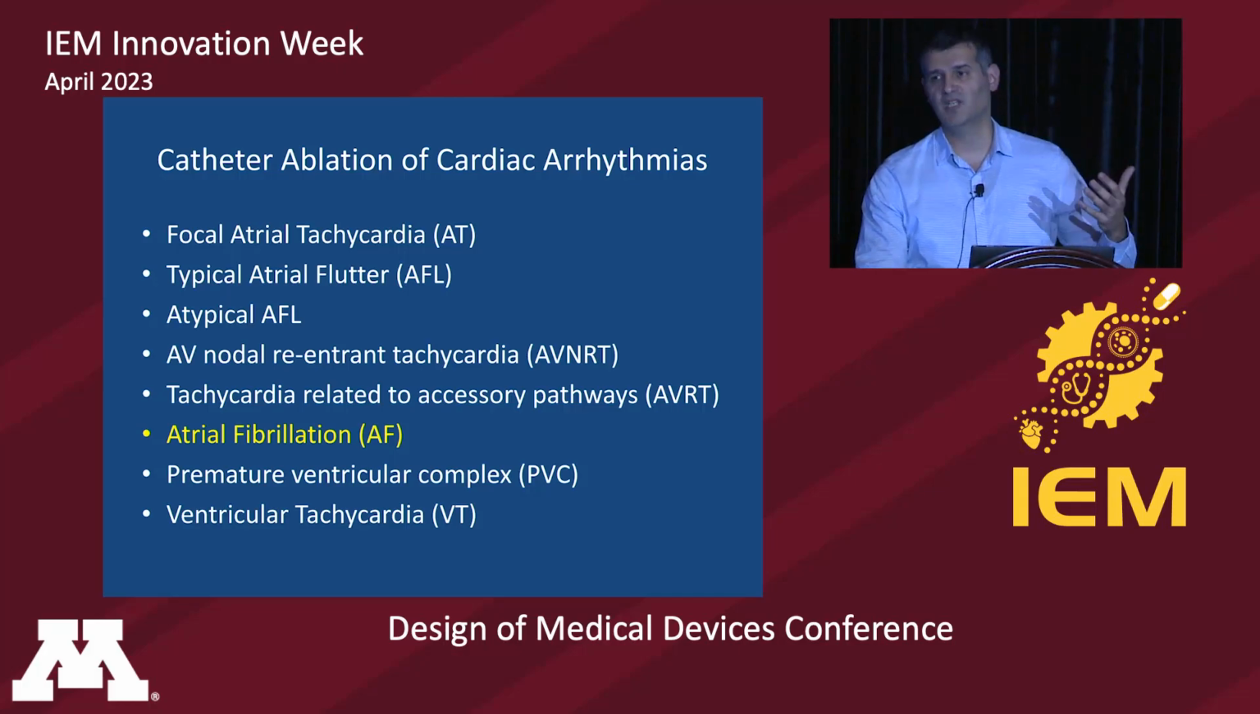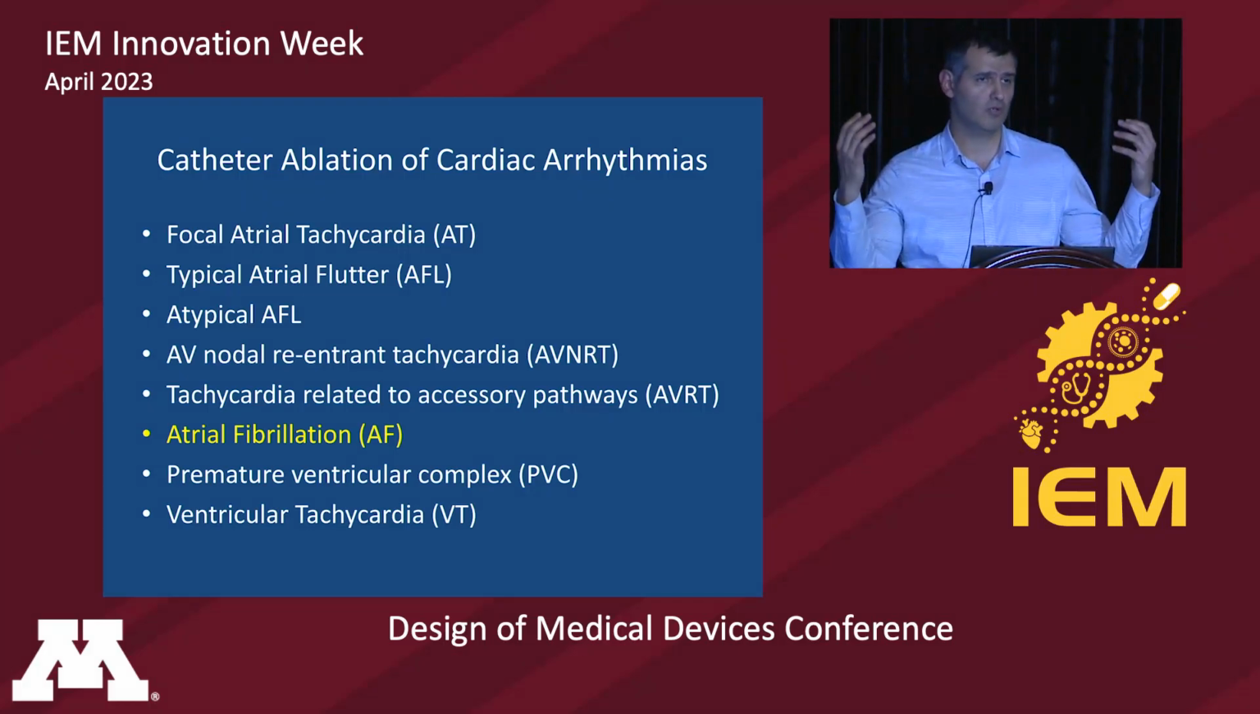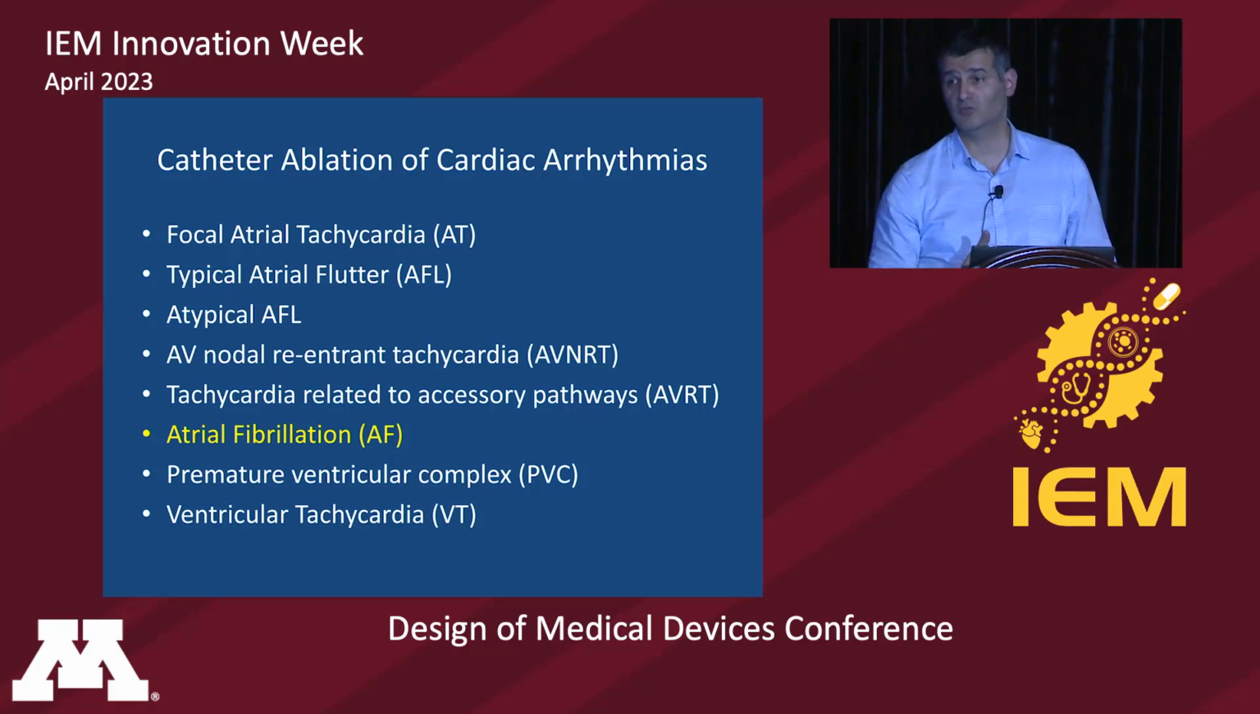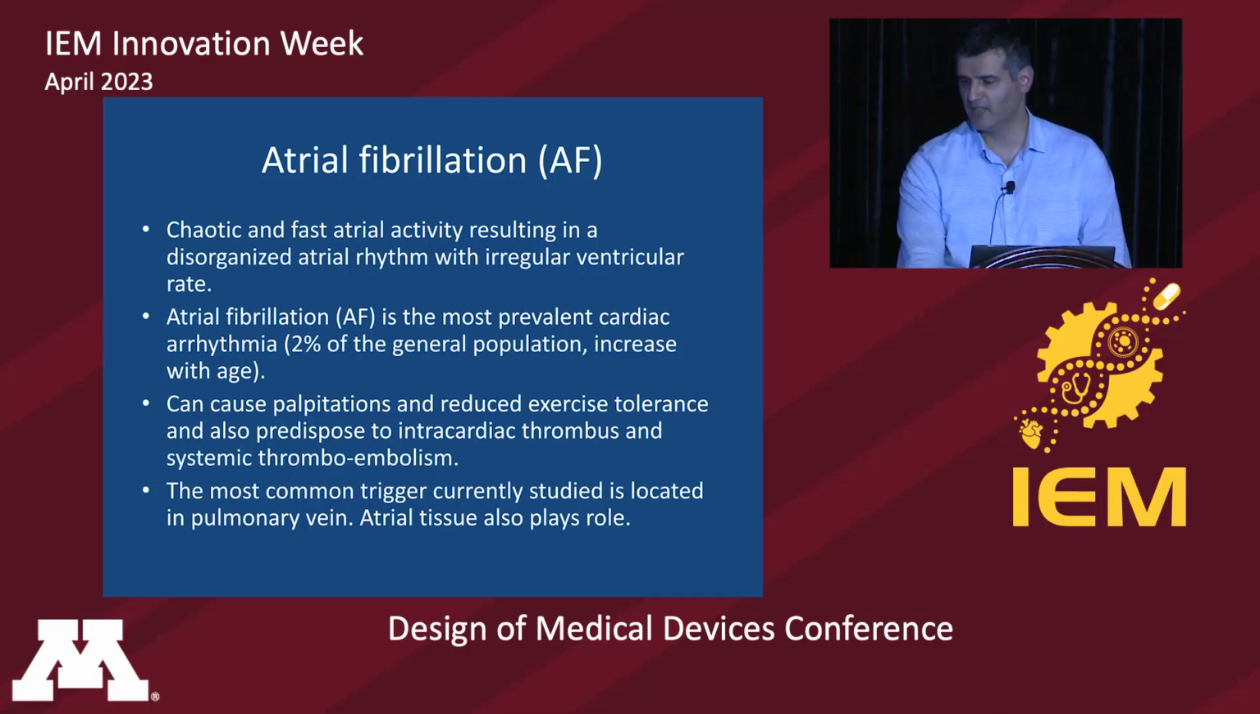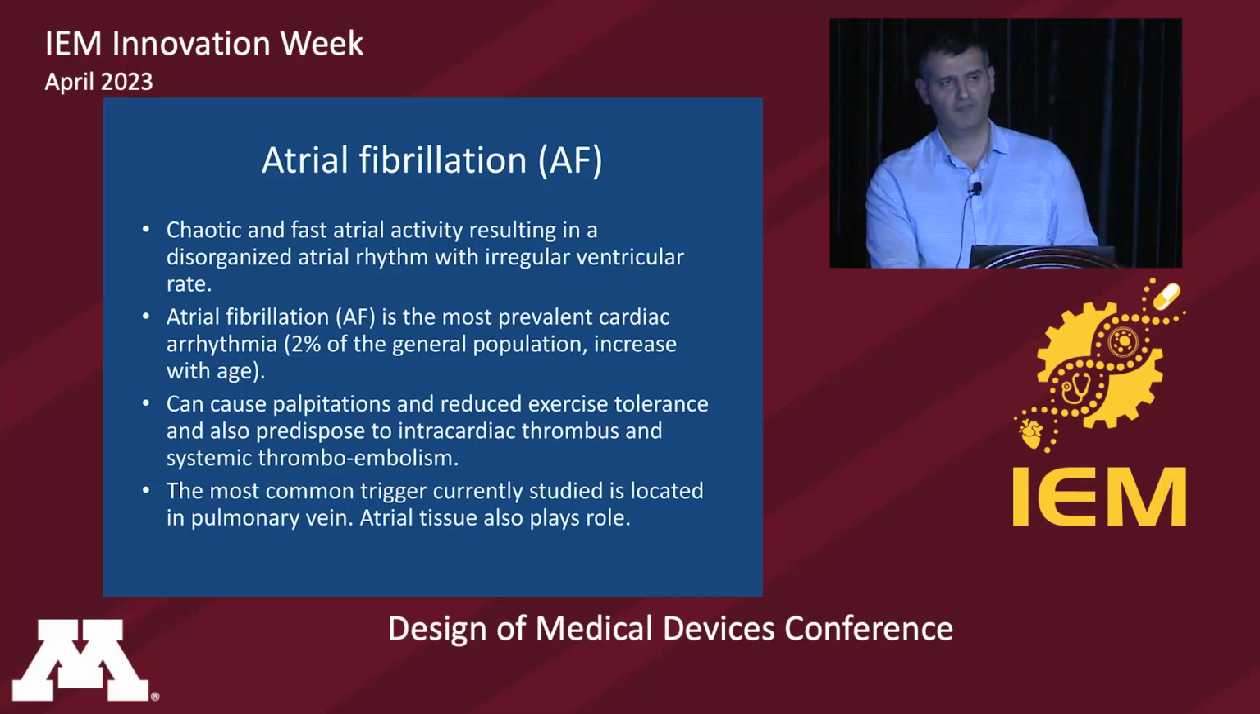We discovered something in 1997 that told us, go after the pulmonic veins, and that's what we do today. We haven't really made big strides yet, I hope, in understanding it more. So AFib is a chaotic and fast atrial activity resulting in disorganized atrial rhythm with an irregular ventricular rate. It's the most prevalent cardiac arrhythmia. It's the most frequent that you're going to see, 2% of the general population, and increases with age. So as you have an aging population, you're going to see more and more of AFib.